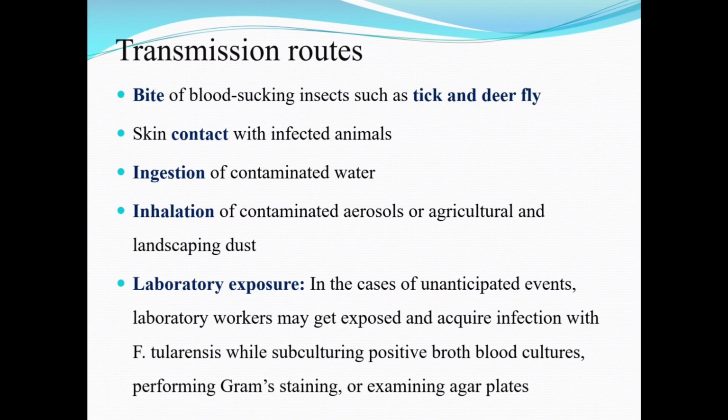The transmission routes of this bacterial disease are the bite of blood-sucking insects such as ticks and deer flies, contact with infected animals, ingestion of contaminated water, inhalation of contaminated aerosols or agriculture and landscaping dust, and laboratory exposure. In the case of unanticipated events, laboratory workers may get exposed and acquire infection with Francisella tularensis while subculturing positive broth, blood cultures, performing gram staining or examining agar plates. This is the transmission route of the bacterial disease.